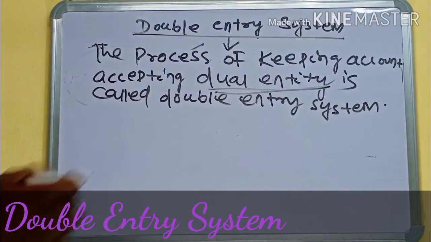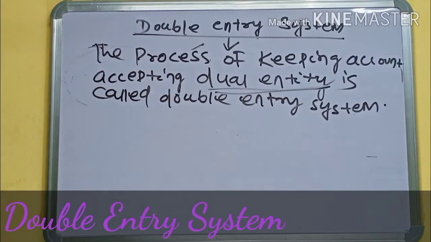Then what is the meaning of dual entity? First of all, we know about the dual entity. Every transaction involves two parties or accounts. One account gives the benefit and the other receives it. It is called the dual entity of a transaction.